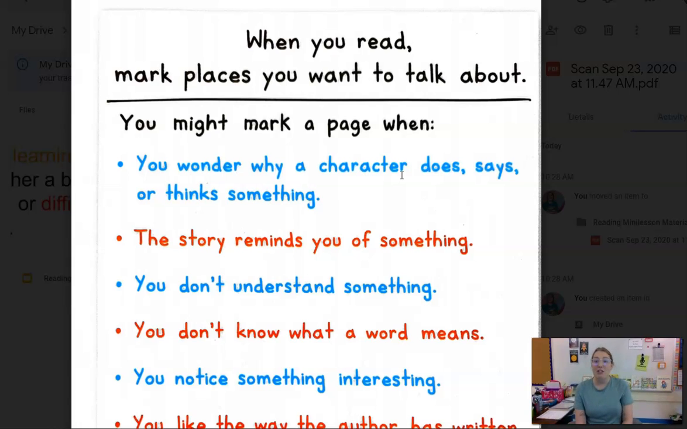So second graders, I have a challenge for you. My challenge today is for you guys to pick a book to read. It can be digital or it can be a book that you hold in your hands. And I want you to practice marking places that you want to talk about. I would love for you to find at least 3 reasons to mark a page in a book, at least 3 places that you could talk about this story. So that's your challenge for this afternoon.